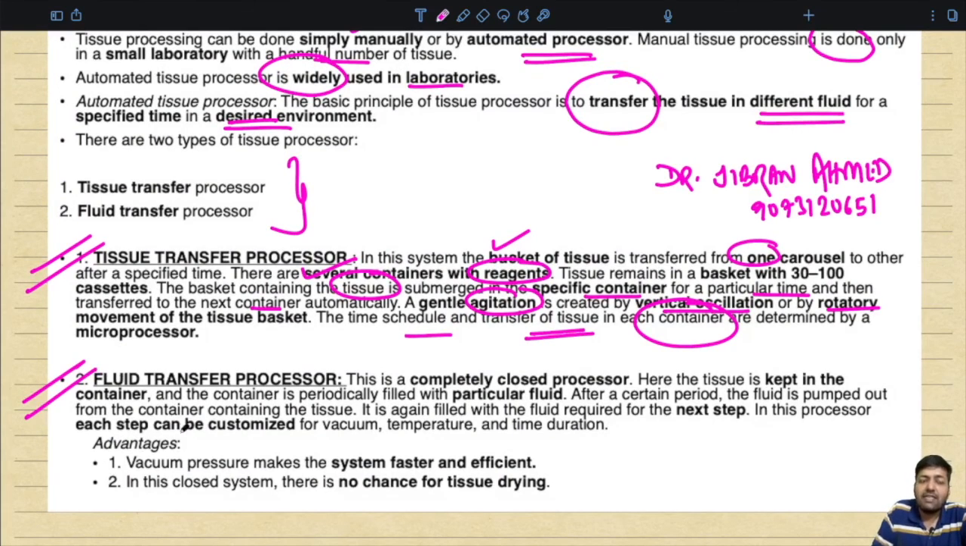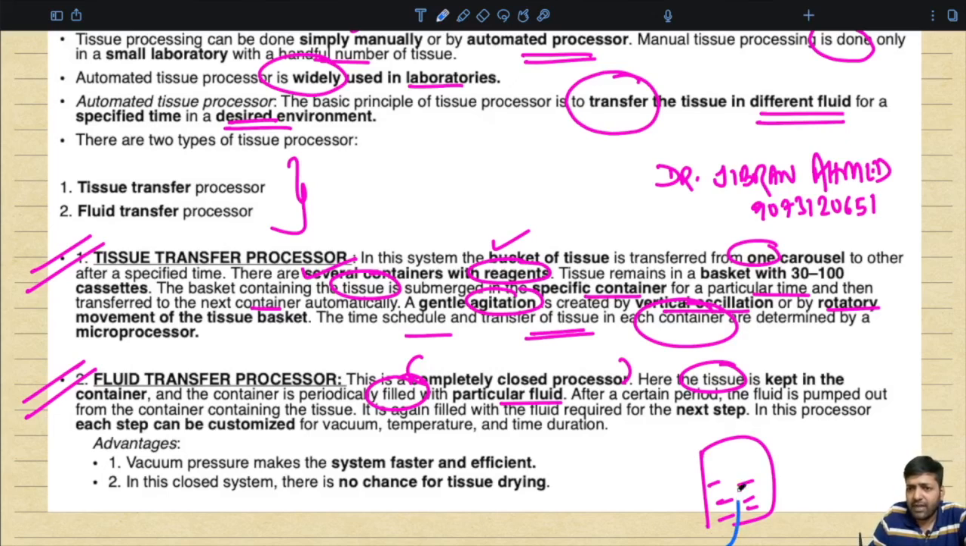The second one is the fluid transfer processor. It is a completely closed processor. Here the tissue is kept in a container and the container is periodically filled with a particular fluid. For example, this is a container and the tissue is kept over here. Initially some fluid enters this container and remains there for 1 hour. After that, that fluid comes out.